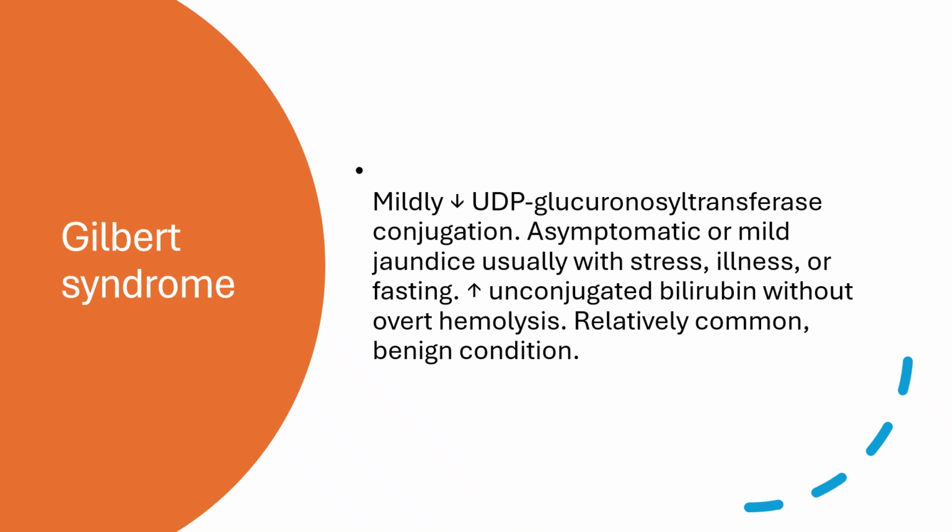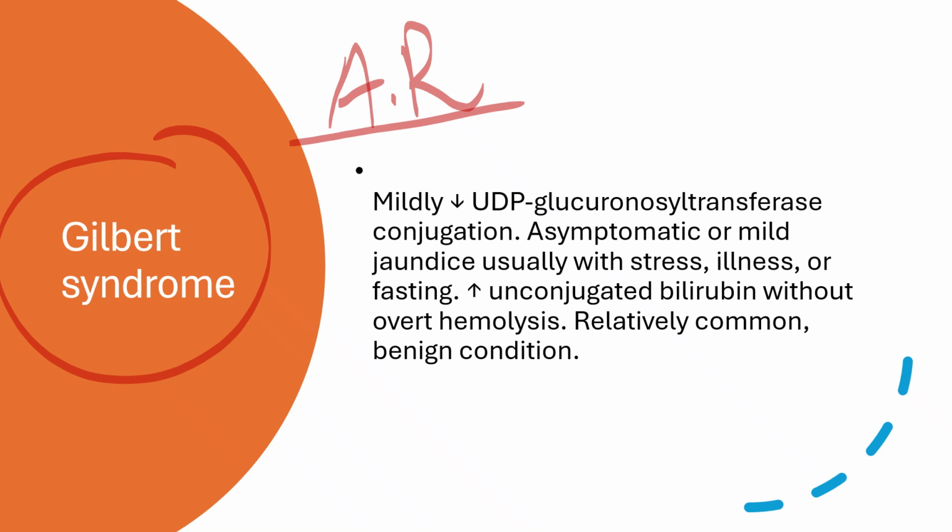So the first: hereditary hyperbilirubinemia. All the hereditary hyperbilirubinemias are autosomal recessive. This is high yield stuff. So Gilbert syndrome: the UDP glucuronyl-transferase enzyme is mildly decreased. The patient is typically asymptomatic or has mild jaundice, usually with stress, illness or fasting, even menstrual blood loss; even febrile illness may lead to mild jaundice in Gilbert syndrome. Increased unconjugated bilirubin without evidence of hemolysis, a relatively common benign condition.